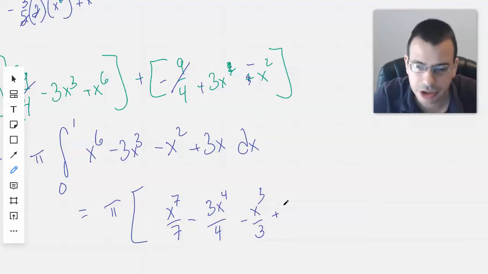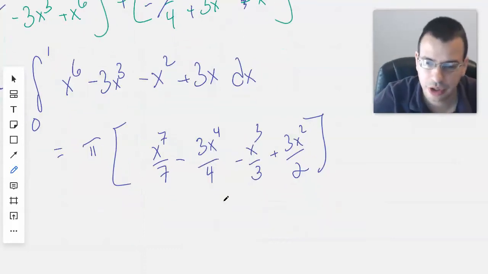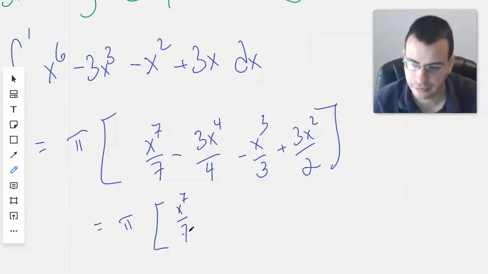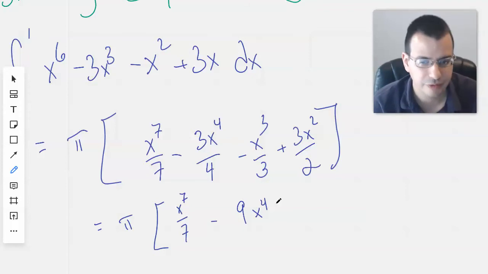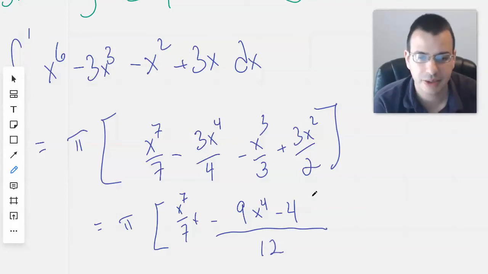Two negatives, yep. Plus 3x squared over 2. Okay? So, what I'm going to start with, there's probably an easy way to do this. I don't know what it is. I'm going to do a common denominator of 12. So this will be minus, this will be times 9x to the 4th minus, times by 4, minus 4. This will be plus over 12. 6 times 3 is 18 plus 18.